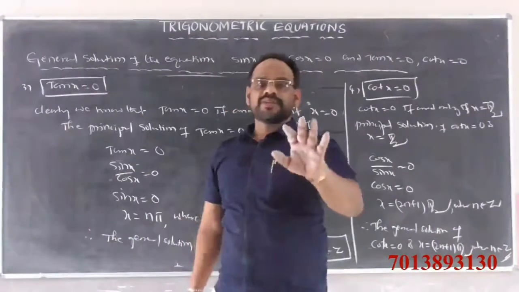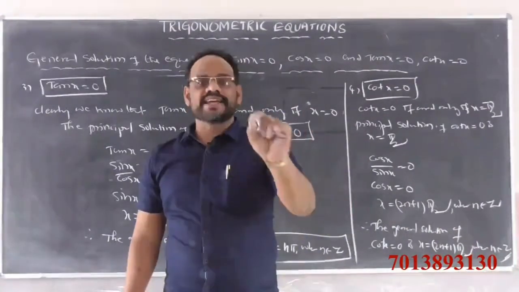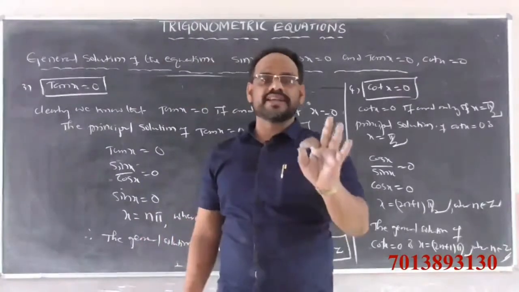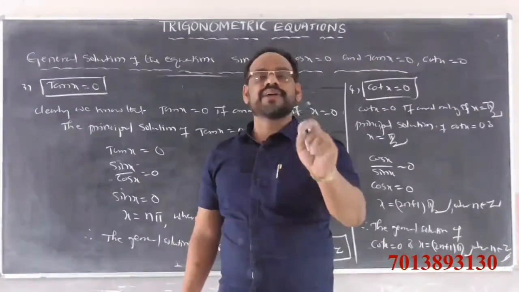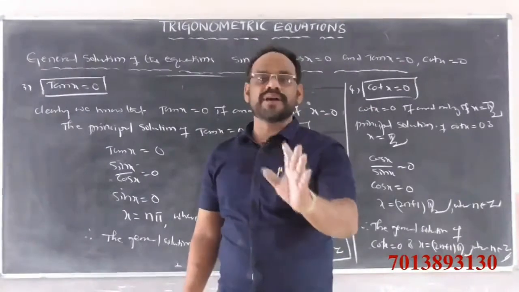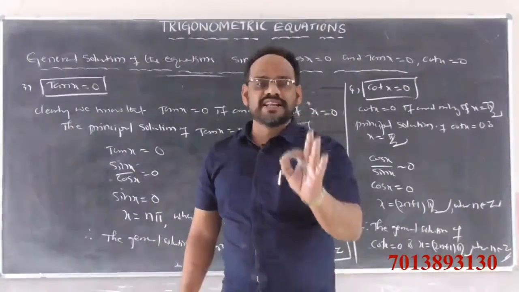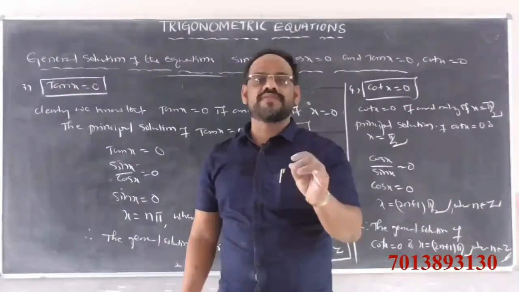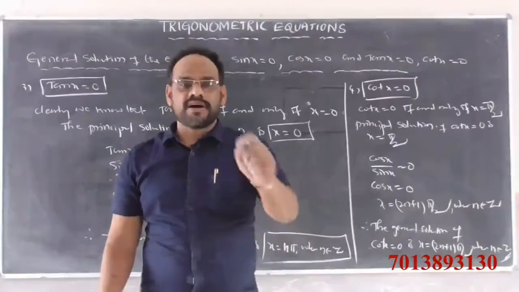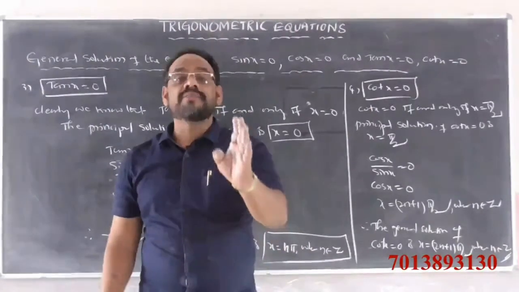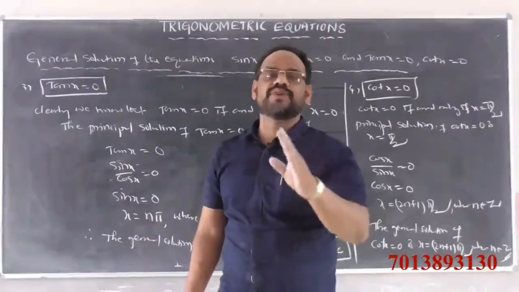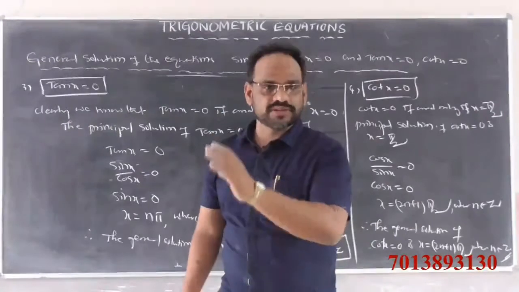Observe here once again. The general solution of sin x equals 0 is clearly n pi, integral multiples of pi, where n belongs to Z. The general solution of cos x equals 0 is clearly odd multiples of pi by 2, that is (2n plus 1) into pi by 2, where n belongs to Z.